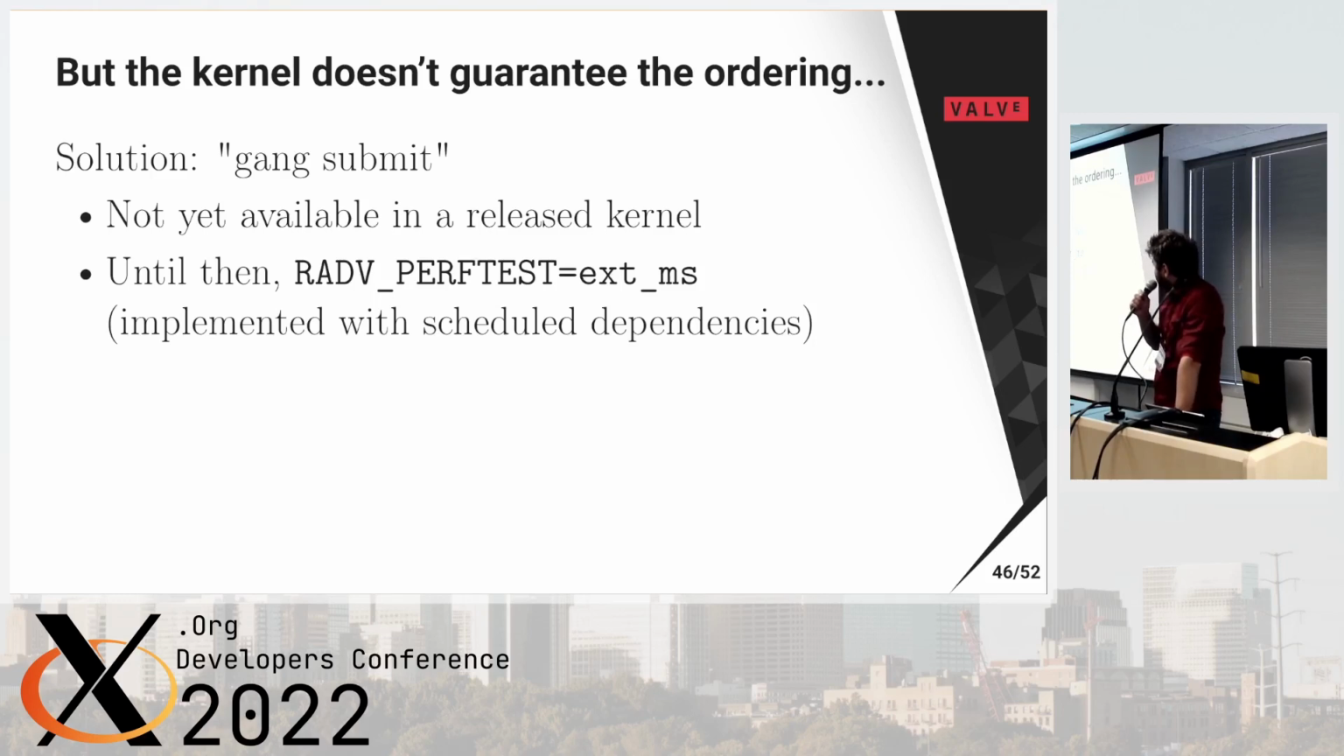So until this happens, we have disabled this feature unless you have this environment variable here. So you can run a mesh shading app using RADV_PERFTEST=xmsx, which is implemented using scheduled dependencies instead of gang submit for now. We hope this will change soon when the kernel actually releases this feature.